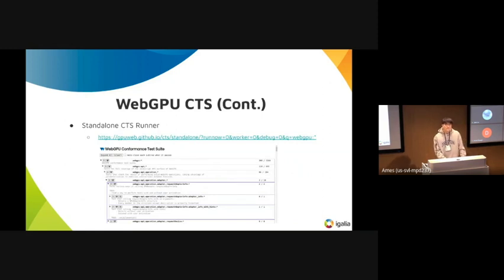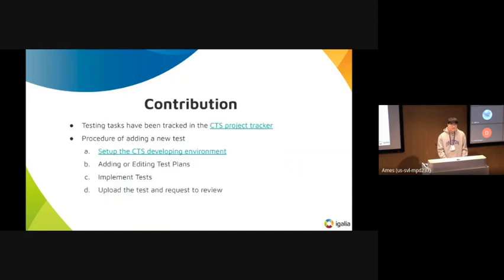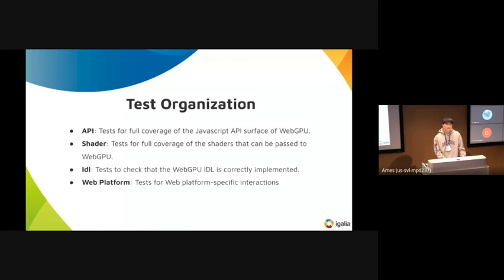There is a standalone CTS runner, so we can run a standalone test if we go to this site with WebGPU enabled. Regarding contribution, the testing tasks have been tracked in the CTS project. The procedure for adding a new test is below. First, you need to set up the CTS development environment, add or edit a test plan in the CTS project, and implement tests. Last, upload the test and request a review in the CTS GitHub project.